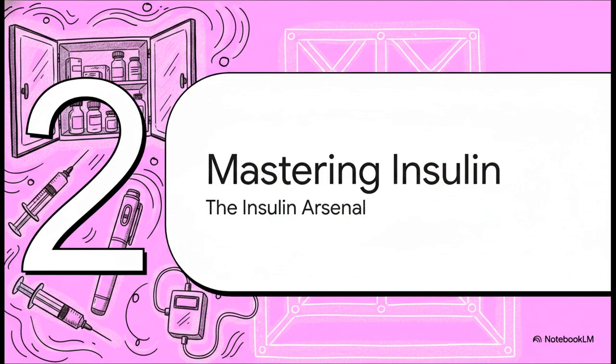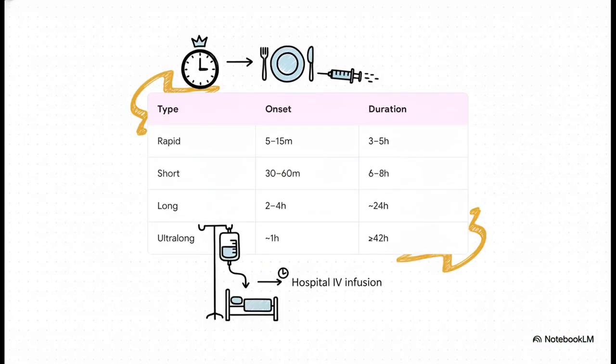Moving right along to Section 2, Mastering Insulin Therapy. Okay, check out the golden rule hidden within these durations. Rapid-acting analogs are almost always preferred over short-acting regular insulin for meals. You want your patient injecting a rapid-acting analog just 10 minutes before they eat to get that optimal post-meal coverage. We essentially reserve regular short-acting insulin strictly for IV infusions when they're in the hospital.